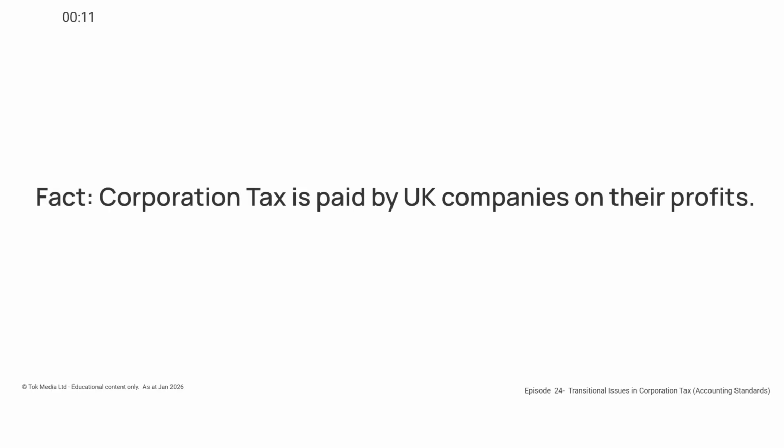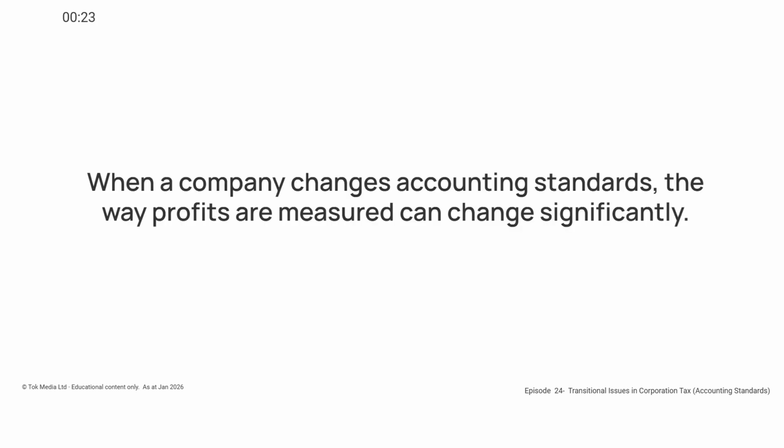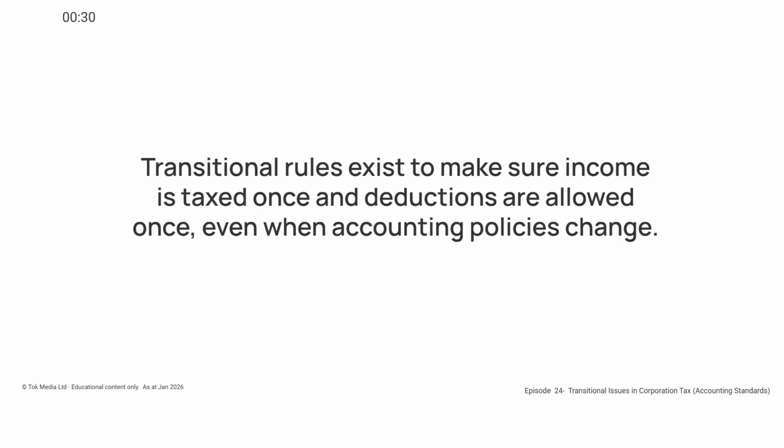Fact: corporation tax is paid by UK companies on their profits. Corporation tax starts with accounting profits, but tax law does not simply accept those figures without adjustment. When a company changes accounting standards, the way profits are measured can change significantly. Transitional rules exist to make sure income is taxed once and deductions are allowed once, even when accounting policies change.